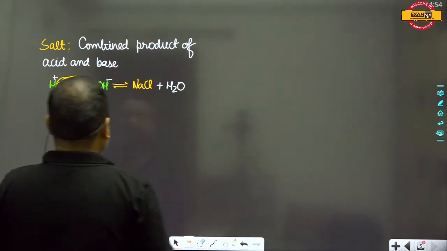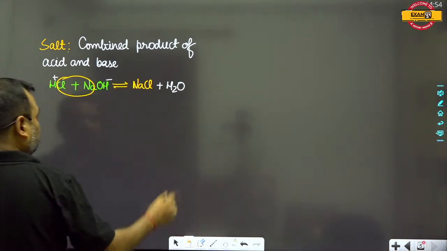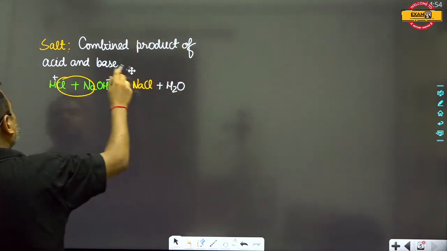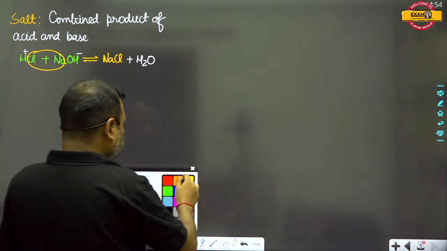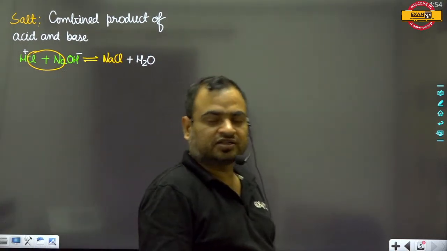So salt, when dissolved into water, produces two ions, positive and negative ions. These are the conductors.